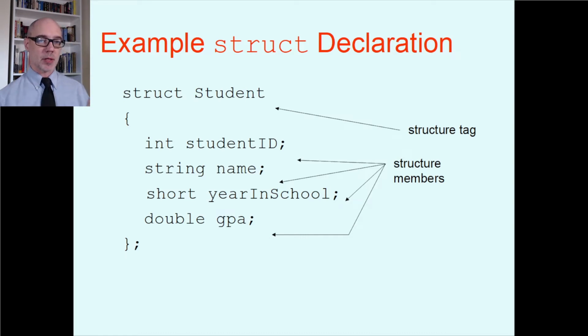But if I see something that starts with a lowercase letter, I know that's a normal variable identifier. So here we are actually using capital letters to indicate structure tags, and the rest of it we would do camel case like normal. Notice that the structure definition does end with a semicolon, so you need that.